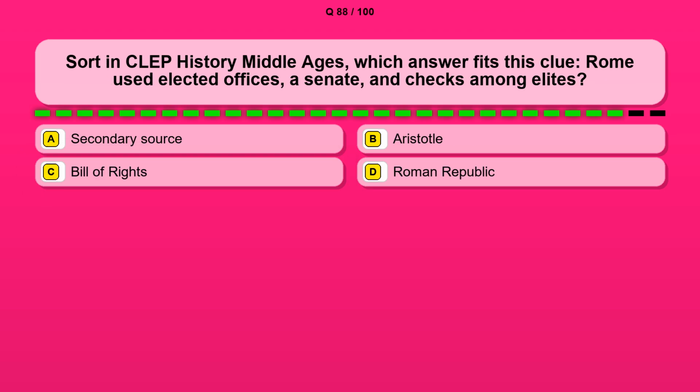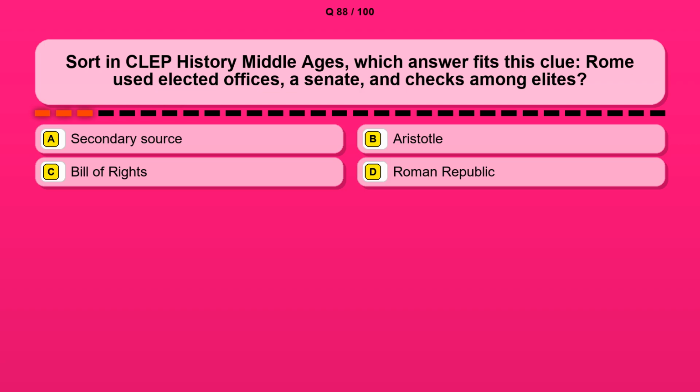Question 88. Sort in CLEP History Middle Ages, which answer fits this clue. Rome used elected offices, a senate, and checks among elites. Option A, secondary source. Option B, Aristotle. Option C, Bill of Rights. Option D, Roman Republic.